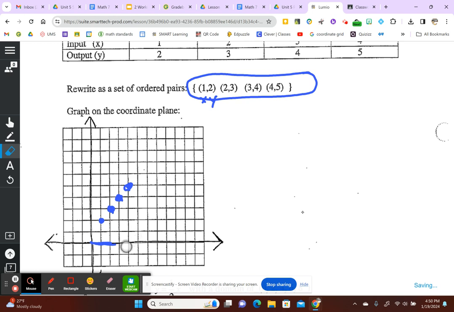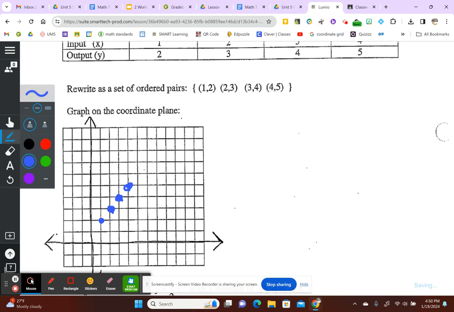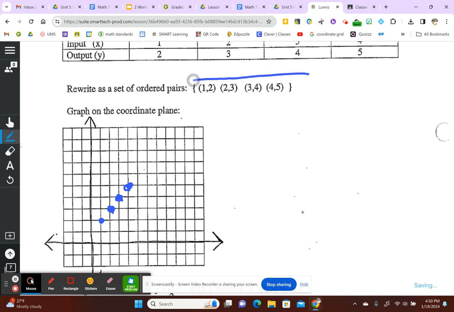And some of you may think, oh, I have a nice little line there. I should connect the dots. But you shouldn't. And the reason you shouldn't connect the dots is because it just said graph these 4 ordered pairs on a coordinate plane. So you only have 4 ordered pairs. If I connected these and put a line through it with arrows, I would be insinuating there were an infinite number of ordered pairs that I was graphing, when in fact I'm only graphing 4.